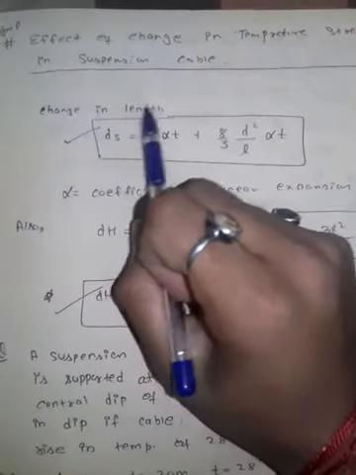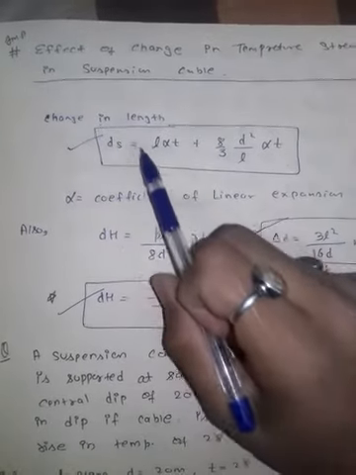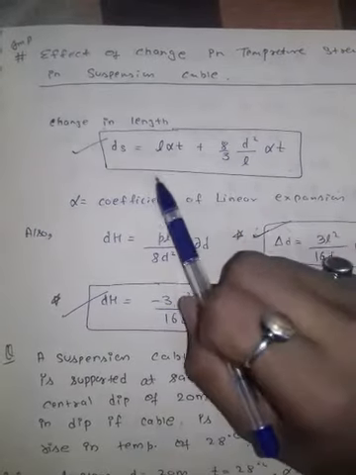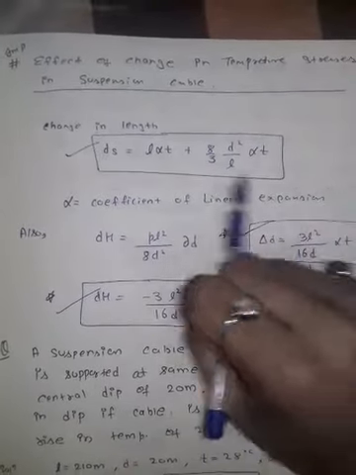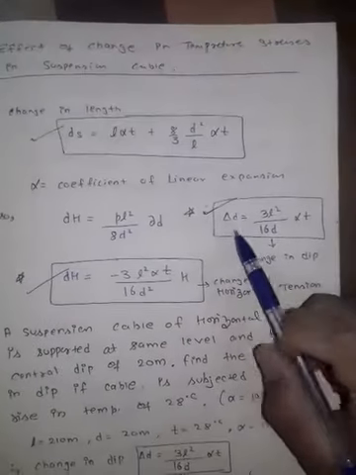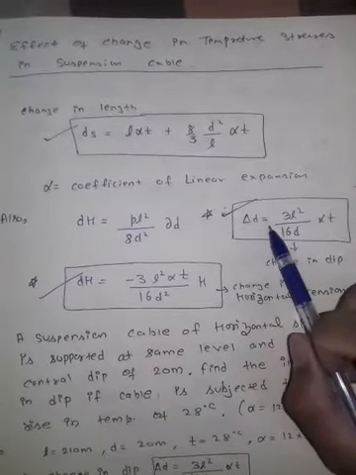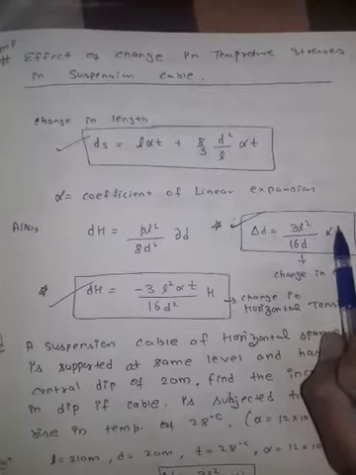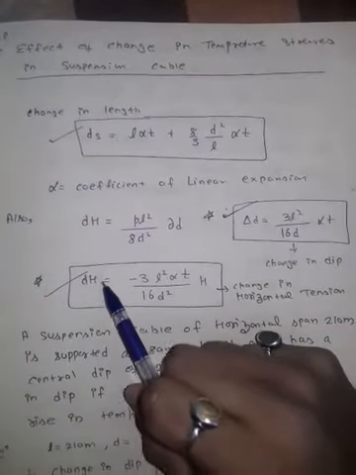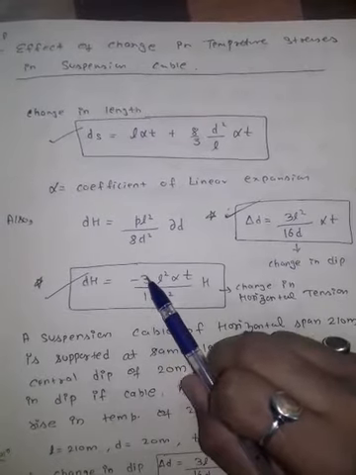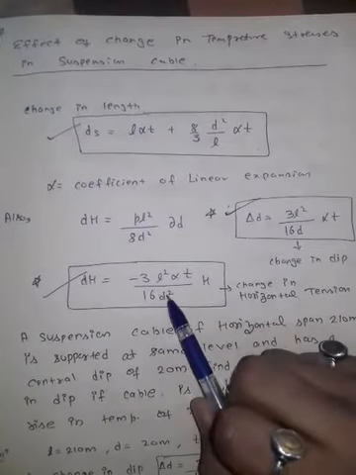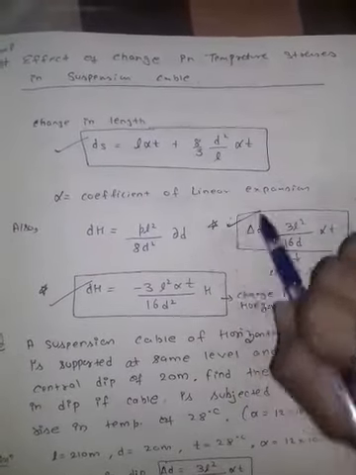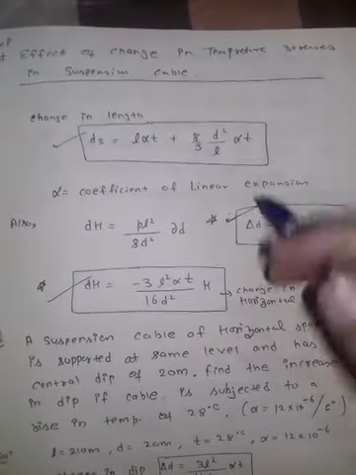The formula for the change in length, denoted by ds, is equal to L alpha t plus 8 upon 3 d square alpha t upon L, where alpha is the coefficient of linear expansion, which is given in the question. The change in the dip, denoted by delta d, is equal to 3L square upon 16d alpha t, where t is the given temperature stress. The change in the horizontal tension is equal to minus 3 L square alpha t upon 16d square multiplied by h. These are the three most important formulas, so please remember them for solving the numerical.